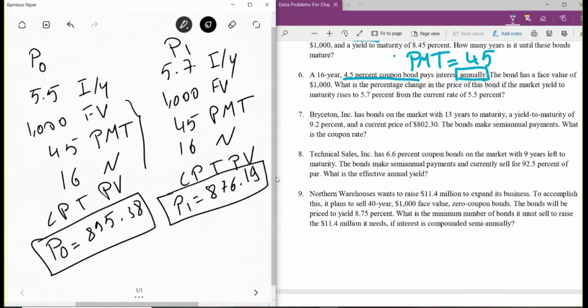Now, in order to compute the change in the price of the bond, the percentage change is equal to the following: P1 divided by P0 minus 1. So I divide 876 by 895 and I deduct 1. The answer is minus 2.14%. So when the yield to maturity increases from 5.5 to 5.7%, the price of the bond will decrease by 2.14%.